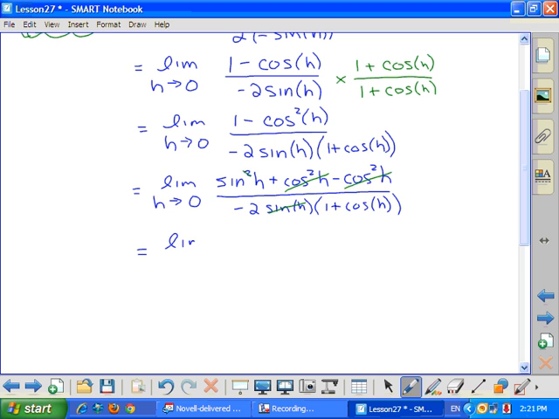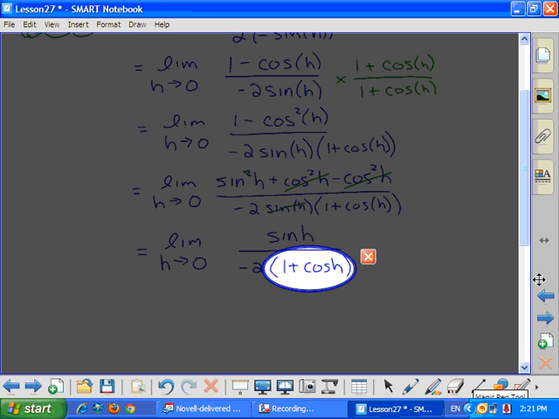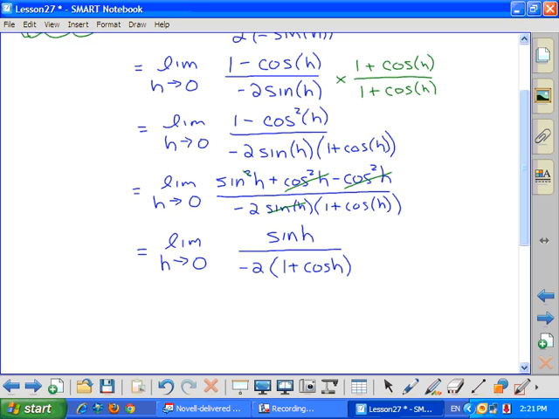So the limit as h approaches 0, all we have left on top is a sine h. On the bottom, I have negative 2, 1 plus cos h. When I make that substitution, do I have a problem anymore? So when I'm looking at that denominator, the answer is no, because I'm going to have 1 plus 1 in there. Cos of 0 is 1. So I have negative 4 in the bottom, but on top it ends up being 0 anyway. So the answer to this question is 0. All that work for an answer of 0.